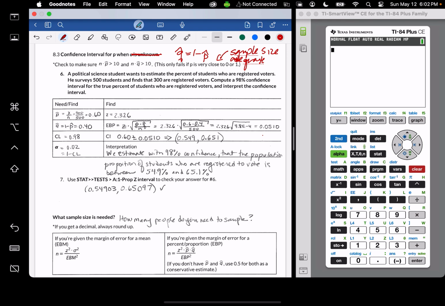A political science student wants to estimate the percent of students who are registered voters. He surveys 500 students and finds that 300 are registered voters. Compute a 98% confidence interval for the true percent of students who are registered voters and interpret.